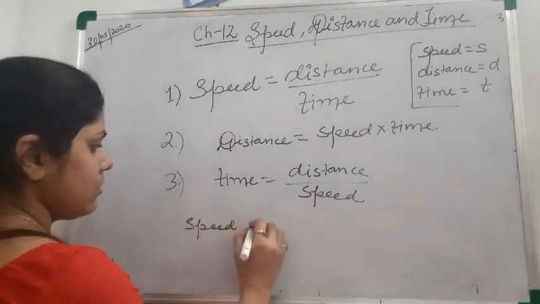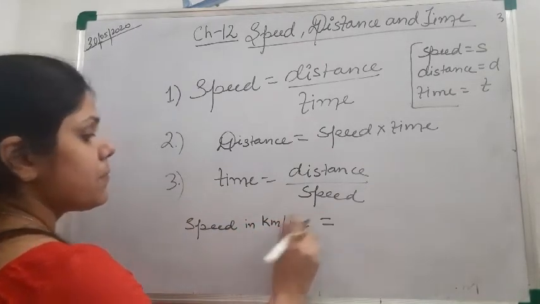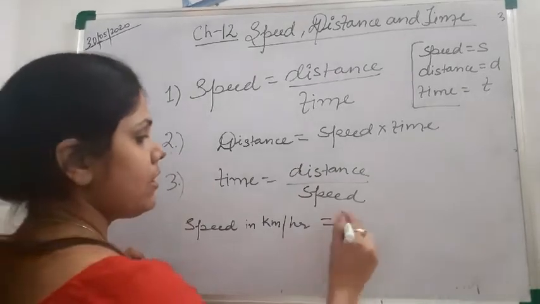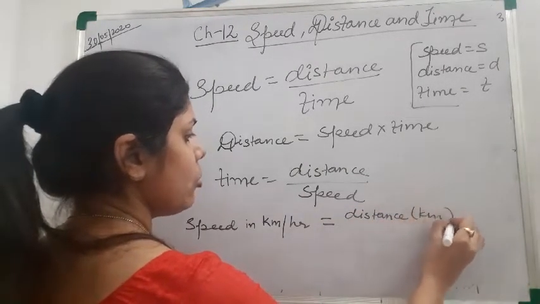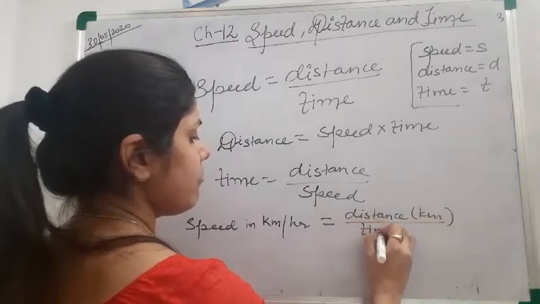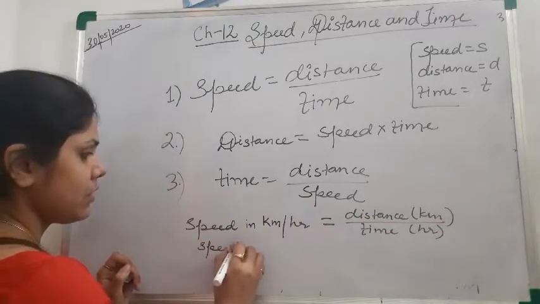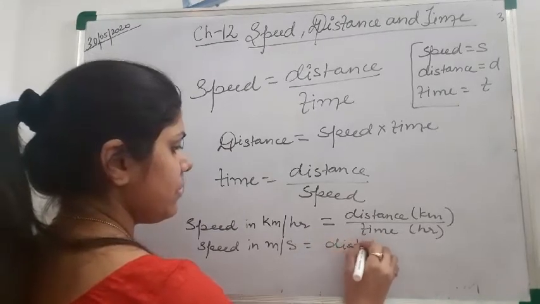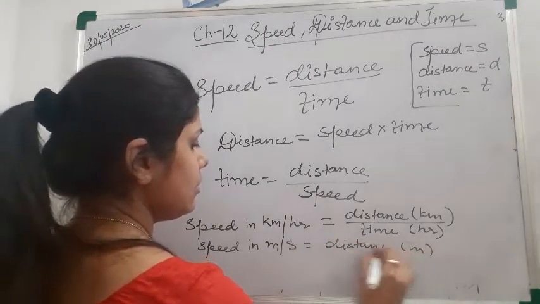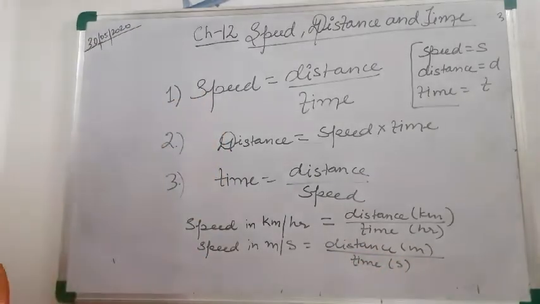Speed we always denote in kilometer per hour. When speed is in kilometer per hour, distance will be in kilometer and time will be in hour. If speed is in meter per second, distance should be in meter and time should be in second. So these two things should be clear to you all.